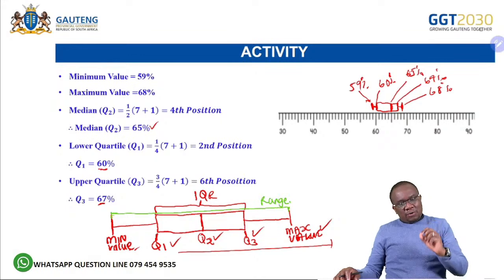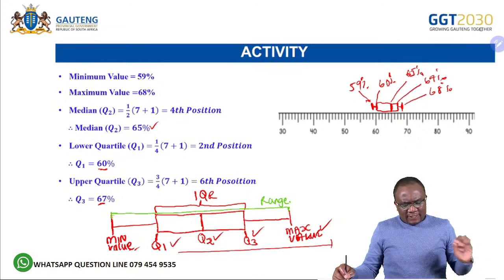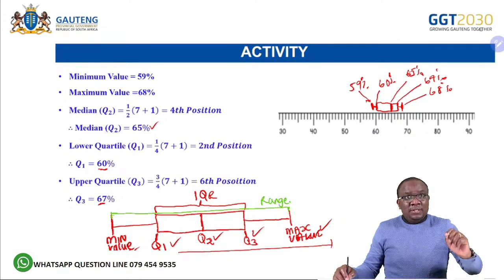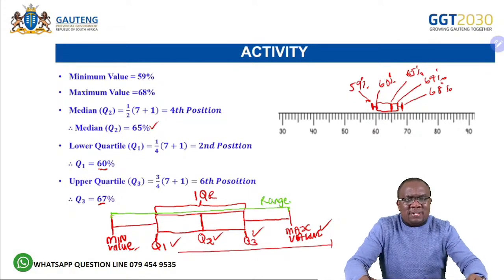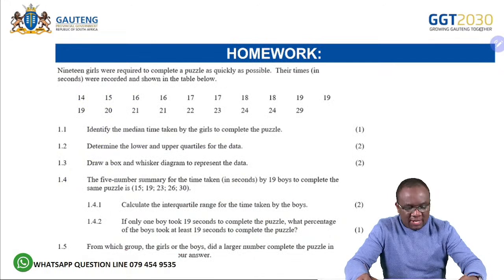Remember, I said we're going to have a lesson about the box and whisker. Okay, right. Now I want you to copy the homework that I'm going to give you and you try it on your own. Okay, right. So this is the homework. It's coming from a past examination paper. It's a lot.